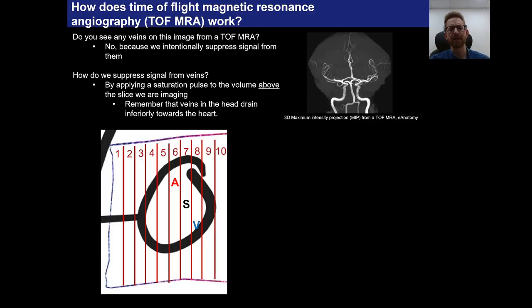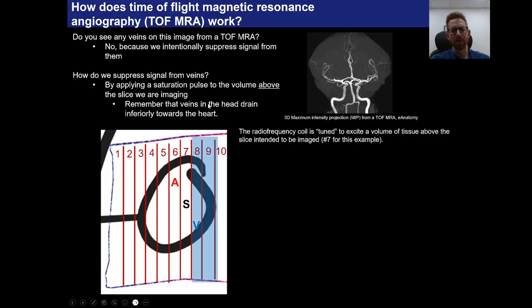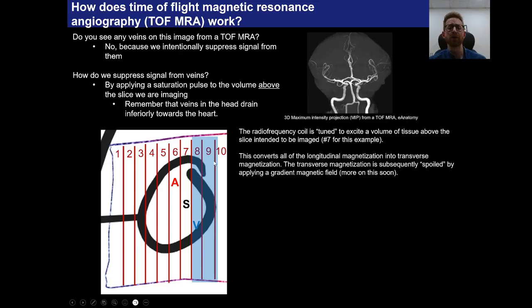So if we suppress signal from the volume above the slice that we're interested in, we're going to suppress signal from the veins that would otherwise flow into our slice, and we would see them as bright on this time of flight image. So check this out. We tune the radio frequency coil to excite a volume of tissue above the slice that we're intending to image. Let's say we're intending to image slice 7. So we excite slices 8 and 9. That's going to convert all the longitudinal magnetization of 8 and 9 into transverse magnetization. So we have no more longitudinal magnetization, right?